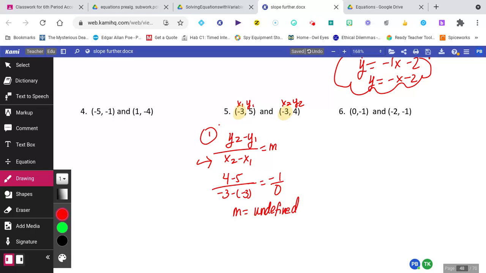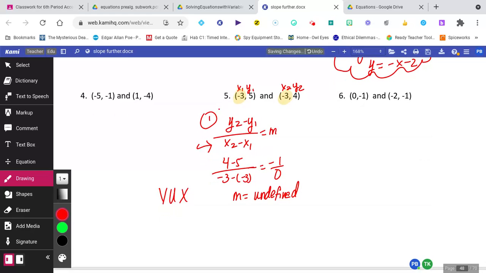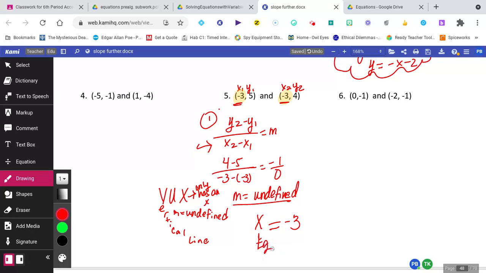And if you all will recall, if your slope is undefined, you have to remember VUX. You have to commit that to memory. This means that you have a vertical line. It's in the shape of a vertical line. Your slope is undefined. And if you're writing the equation, it only has an x. Since my slope is undefined, I know this equation only has an x. It's going to be equal to whatever these x values are. So this equation is x equal to -3.